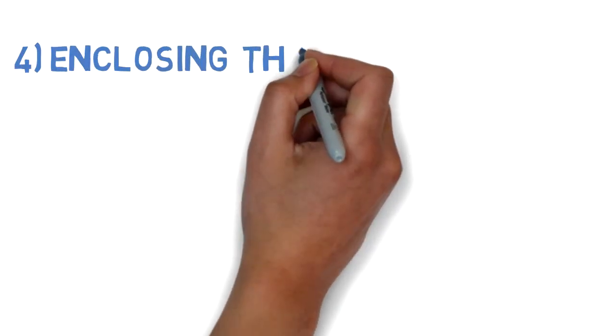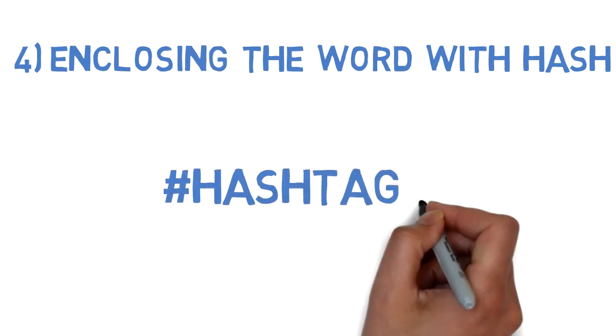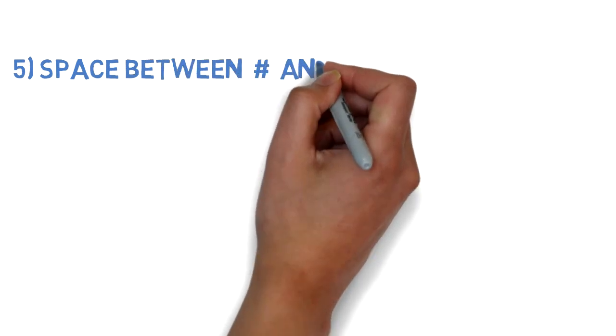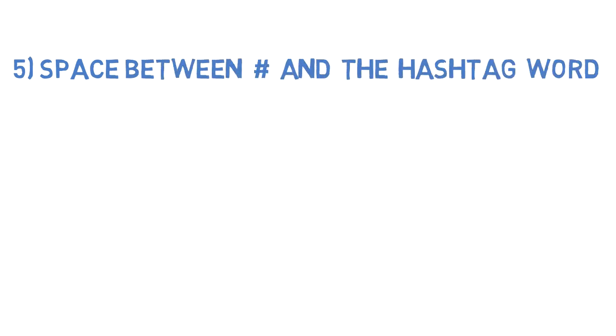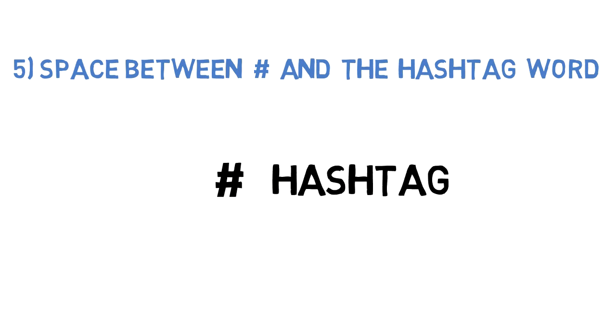Enclosing the word with hashes, this is not an actual hashtag. The word that is following the first hash will be the hashtag and the last hash will just be a normal special character. Using spaces between the hash and the hash word, just like this. This will be just a special character and a normal word in your post. This doesn't make it a hashtag. So just be cautious.